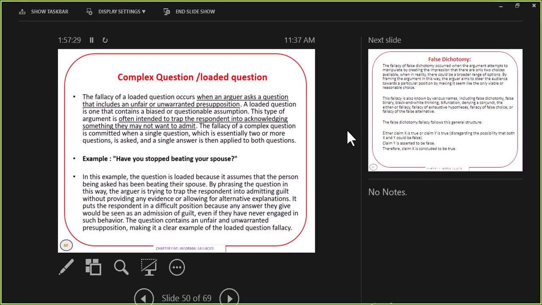Right? In this example, the question is loaded because it assumes that the person being asked has been beating their spouse. By phrasing the question in this way, the arguer is trying to trap the respondent into admitting that guilt without providing any evidence or allowing for alternative explanation. It puts the respondent in a difficult position because any answer they give would be seen as an admission of guilt. Even if they have never engaged in such behavior, the question contains an unfair or unwarranted presupposition. It presupposes something in mind, right? Exposing the presupposition, exposing the assumption, will expose the fallacious nature of the entire argument.